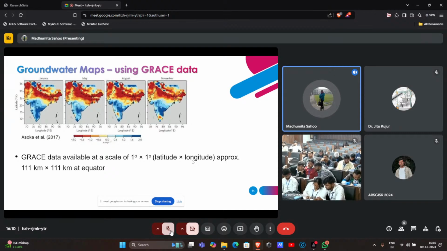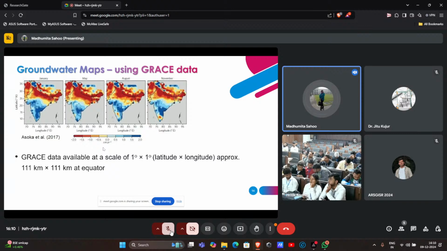This is the map which shows the groundwater level variation using GRACE data in India. You can see the centimeters per year, how in portions of northern India, around Rajasthan and other places, there is a lot of groundwater loss happening over the various months, or if we are comparing it seasonally, how in different seasons it can be sensed through the GRACE data.